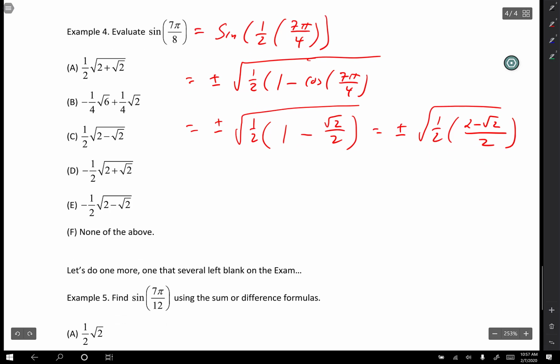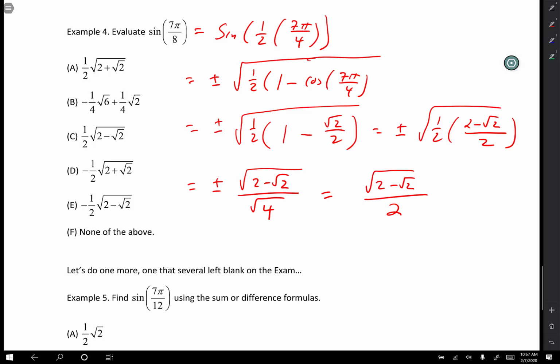2 times 2 is 4. Plus minus square root of 2 minus square root of 2 over square root of 4. 2 times 2 is 4, remember. And the square root of 4 is 2. Now we got to decide positive or negative.